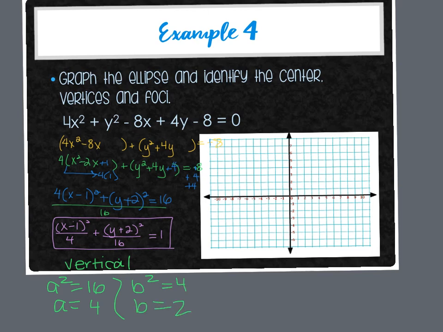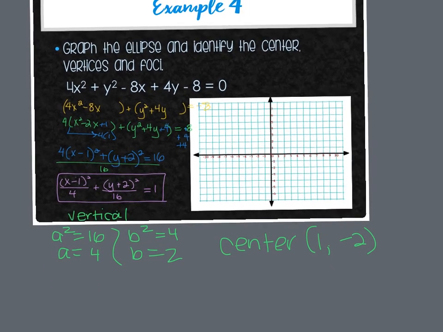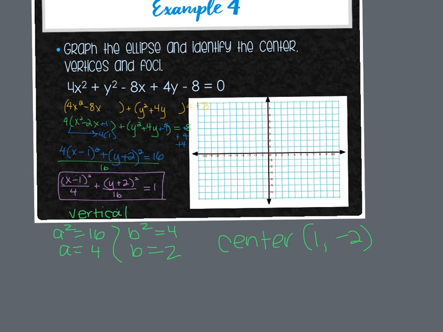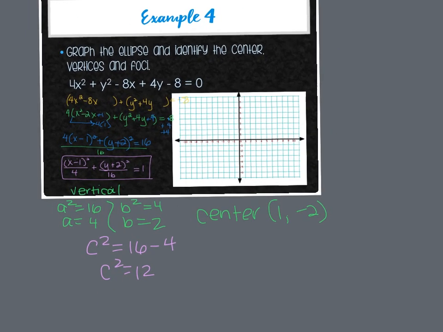Before I even have to do any other math, what else do you get from your equation just by looking at it? The center. Center is (1, -2). And then the only other thing I need to get out of this is the foci, right? So c squared equals a squared, which is 16, minus b squared, which is 4. C squared is 12, making c the square root of 12, which on the graph I'll approximate to be in between square root 9 and square root 16. So this is approximately, let's just say 3.5. And in my actual answer for my foci, I'll reduce that to 2√3.